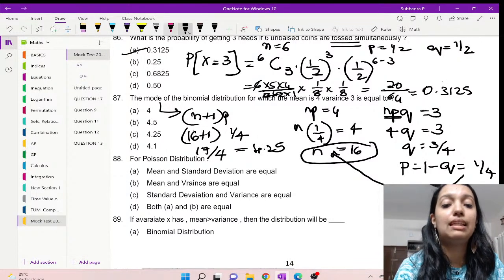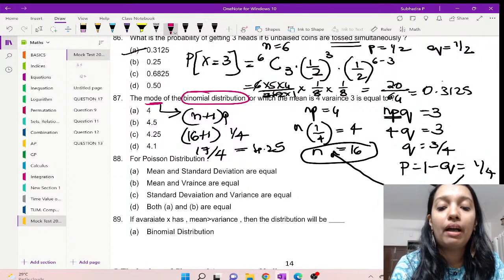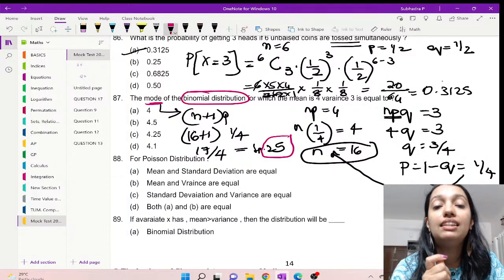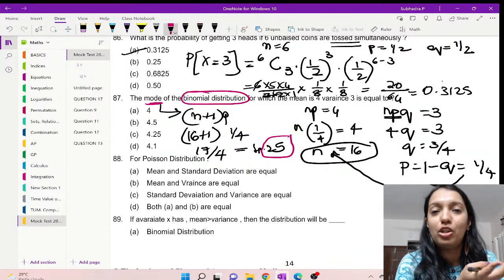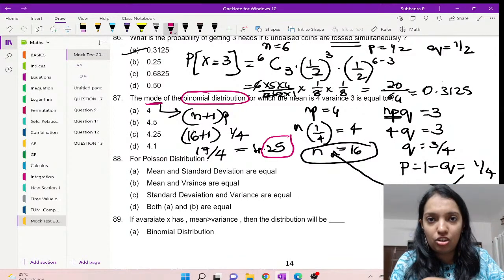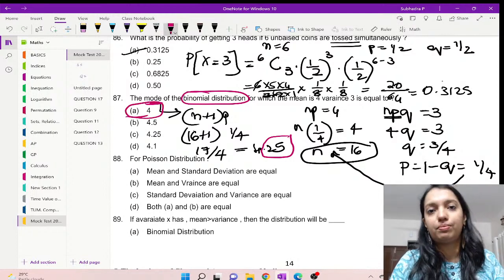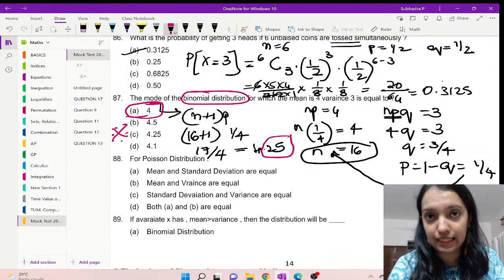Don't make the mistake. Mode of binomial distribution can never have a decimal point in mean and mode. Reason, this represents number of people. You can never say that number of people is 4.5, 4.75, as if their hand or leg is cut, is it? So you have to restrict it to 4. Remember that this is one place where students make mistakes.